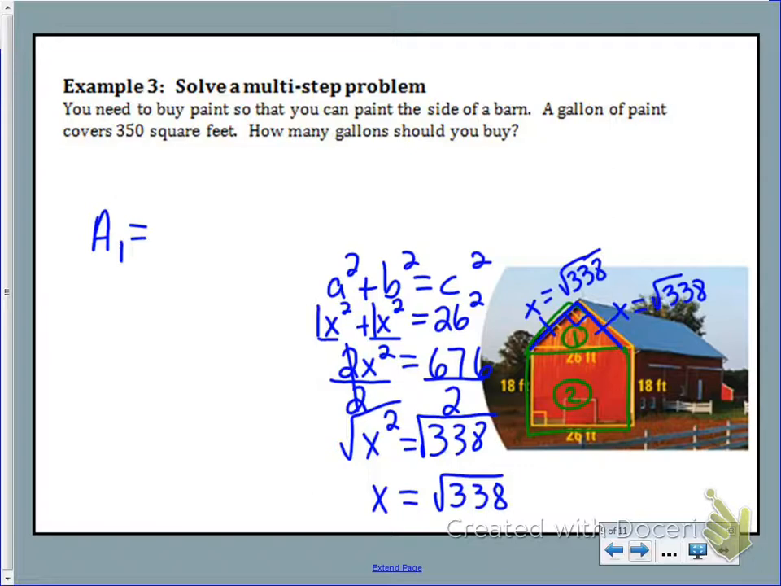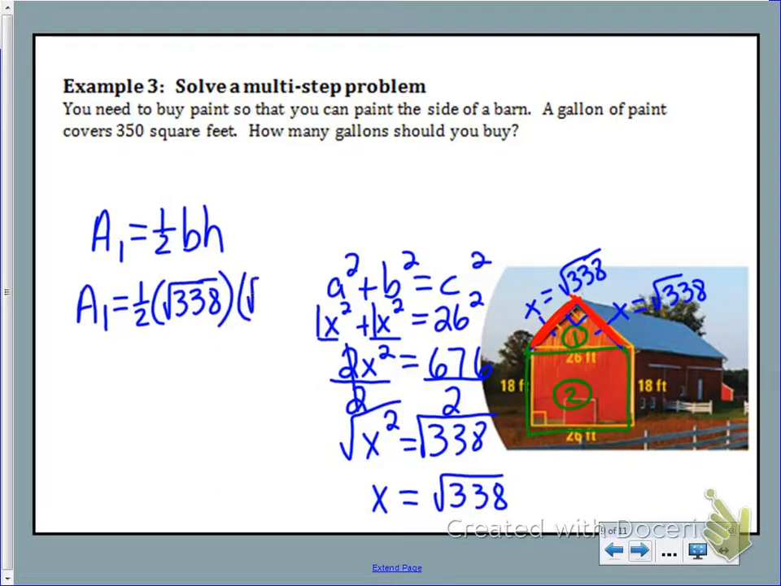I still have not calculated its area, so now let's do that. The area of a triangle is 1/2 base times height. So I would do 1/2. Keep in mind the base and the height have to form a right angle with one another. They have to be perpendicular. So this essentially is the base, and this is the height. So we have 1/2 times the square root of 338 times the square root of 338.